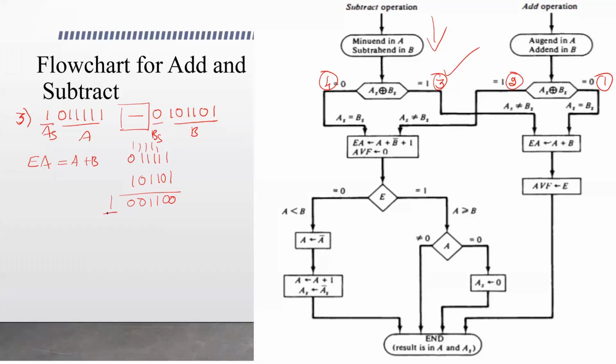Okay, so we consider here overflow. AVF is 1. And this is EA. EA is 1 with the carry. E is 1 and the result is 0, 0, 1, 1, 0, 1, 0, 0, and AVF is 1 and there is overflow. Okay, so this is our result.